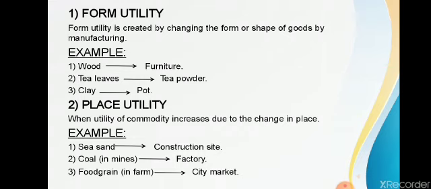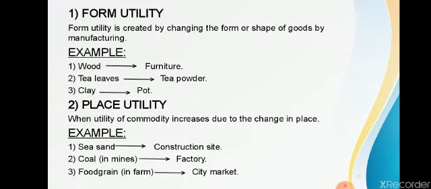This type can be better understood with an example. First one, when the sea sand is being transferred from the seashore area to the construction site. So here the sea sand changes its place from the sea to the construction area. So this is an example of the place utility. Secondly, when the coal from the mine is being transported to the factory. Are you getting it? The coal of the mines is being transferred to the factory.